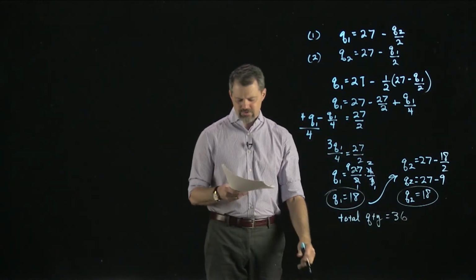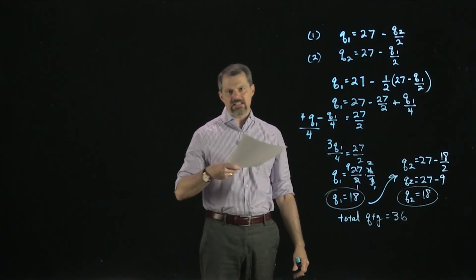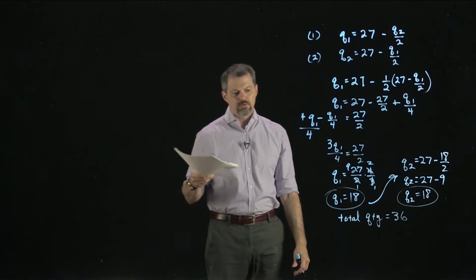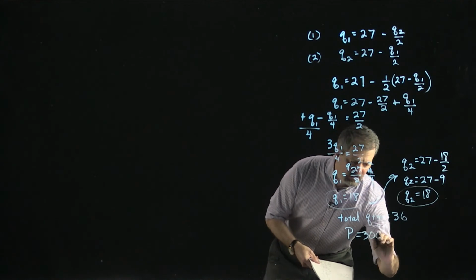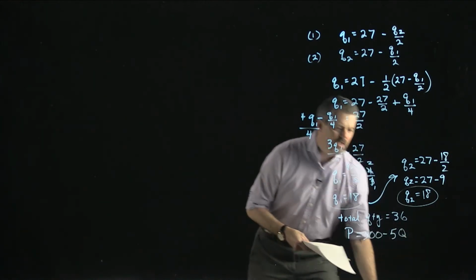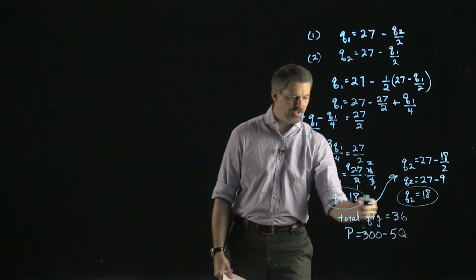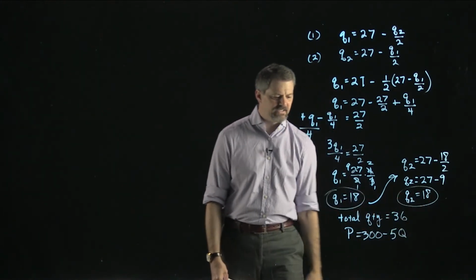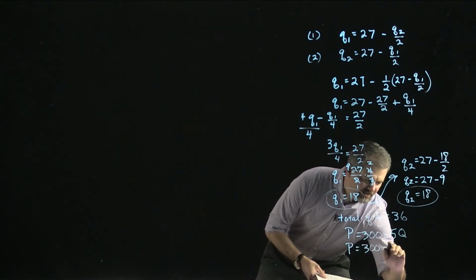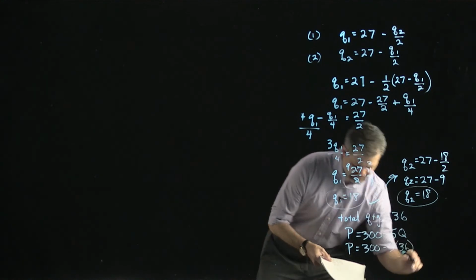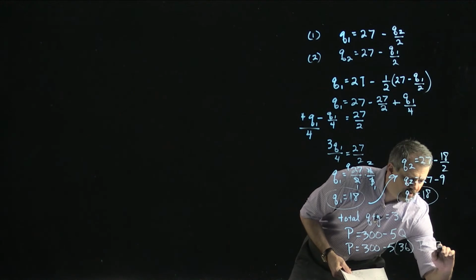Total quantity equals 36. We can figure out what the price is going to be by plugging that into our inverse demand curve. Remember, our inverse demand curve looked like this: P equals 300 minus 5Q. Q, the total quantity, which is Q1 plus Q2, is 36. So we get the price being equal to 300 minus 5 times 36. If you work that out, you're going to get that price is equal to 120.